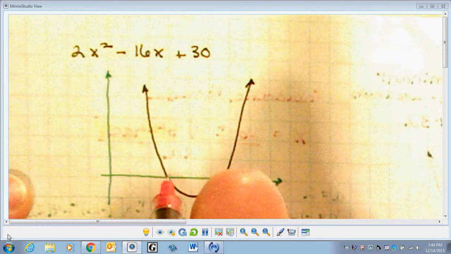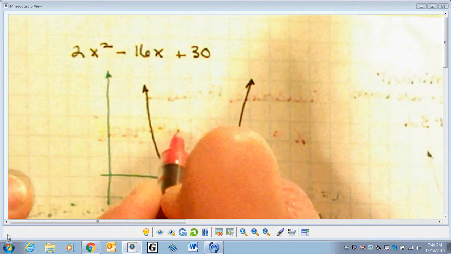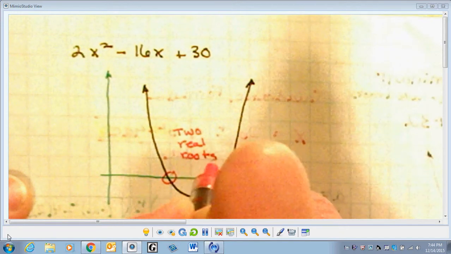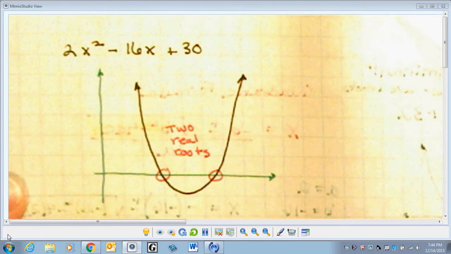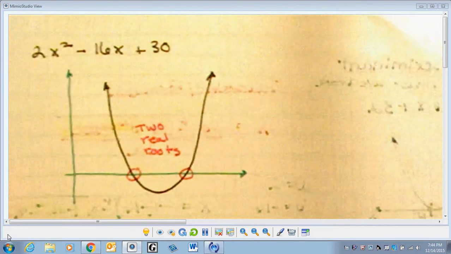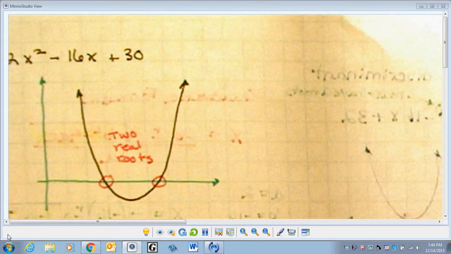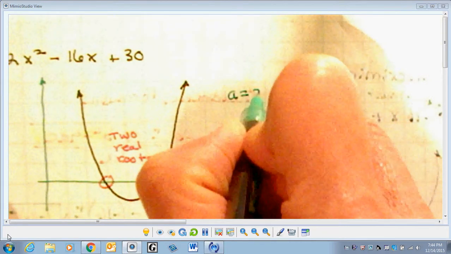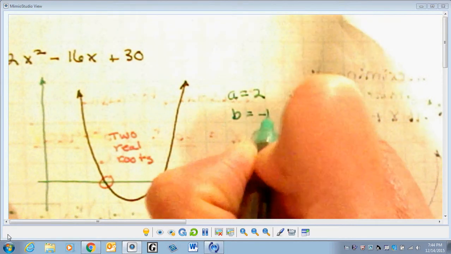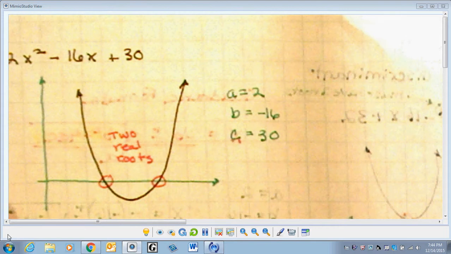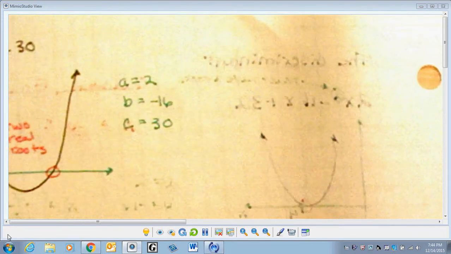And then notice I have 2 real roots. Okay, I showed you in the calculator we're going to get 2 real roots. So now I'm going to show you using the discriminant how we figure out if the roots are 2 real or not. So let's go ahead and do what we did before. Our A is 2, our B is negative 16, and our C is 30. Okay? So let's go ahead and let's use our quadratic formula.